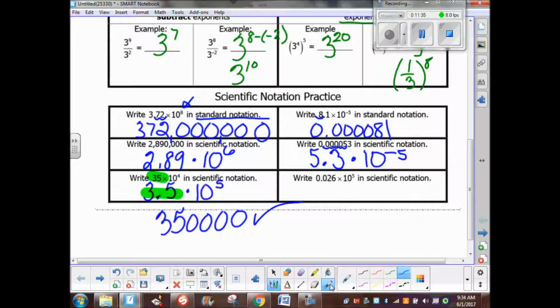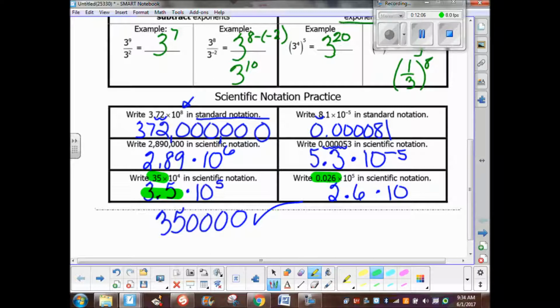What's my coefficient going to be? 2.6 times 10 to the what? Is 2.6 smaller or bigger than 0.026? Is 0.026 bigger or smaller than 2.6? It's smaller. This number is smaller than that one.